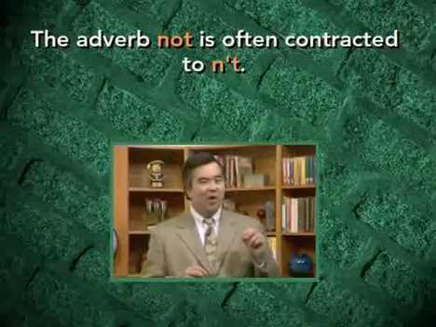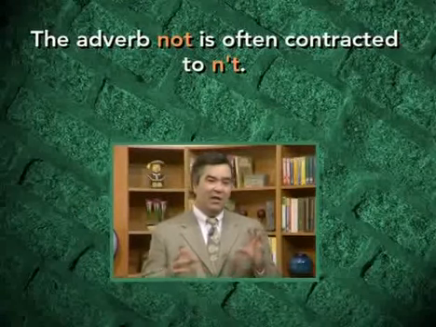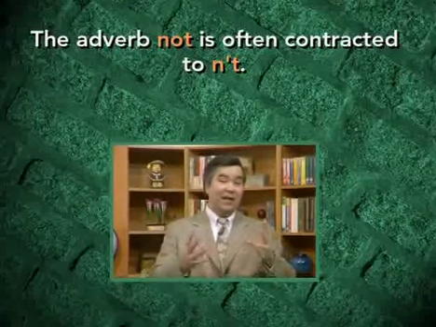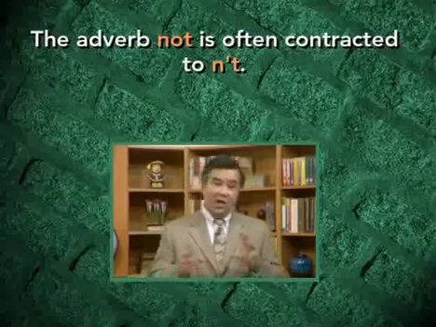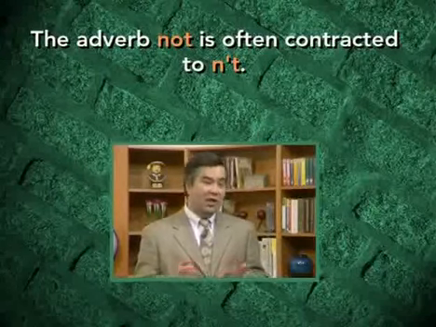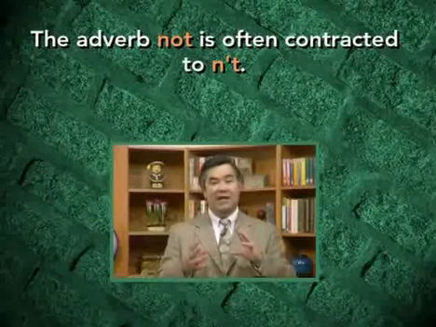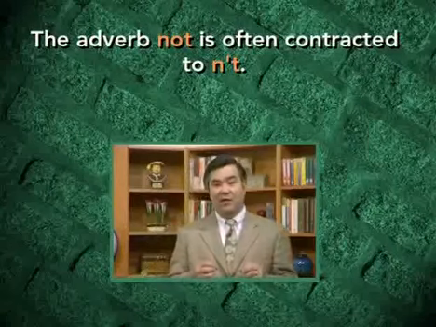Notice that the adverb "not," which we mentioned as one of the most important and common adverbs, is often contracted to "n't." To contract a word means to shorten it by leaving out some of the letters. And when you make a contraction in English, you mark the letters that have been omitted with an apostrophe. So the adverb "not" is shortened into the contraction "n't."